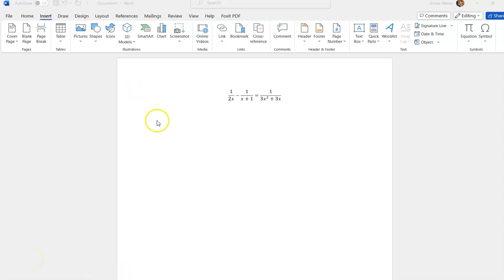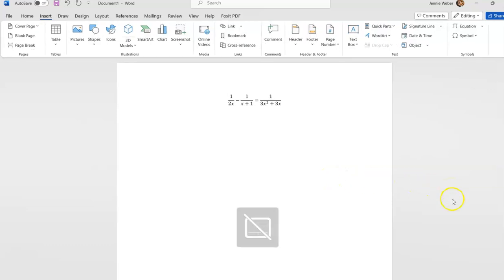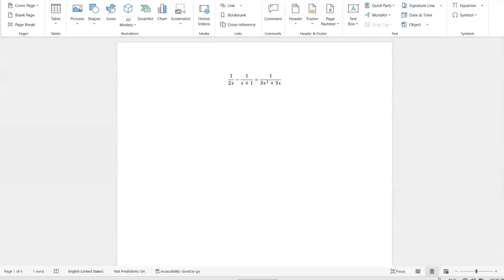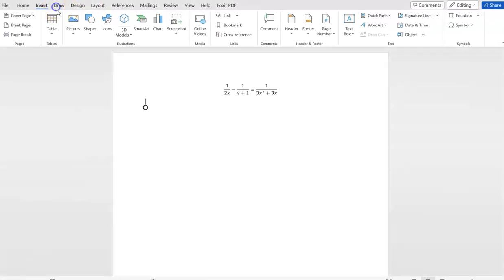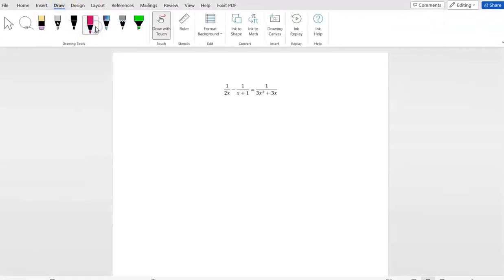We want to solve this rational equation. So the first thing we need to do if we're solving a rational equation is we need to factor. That's always going to be our first step because we want to know what we need to multiply by. So I'm going to factor.